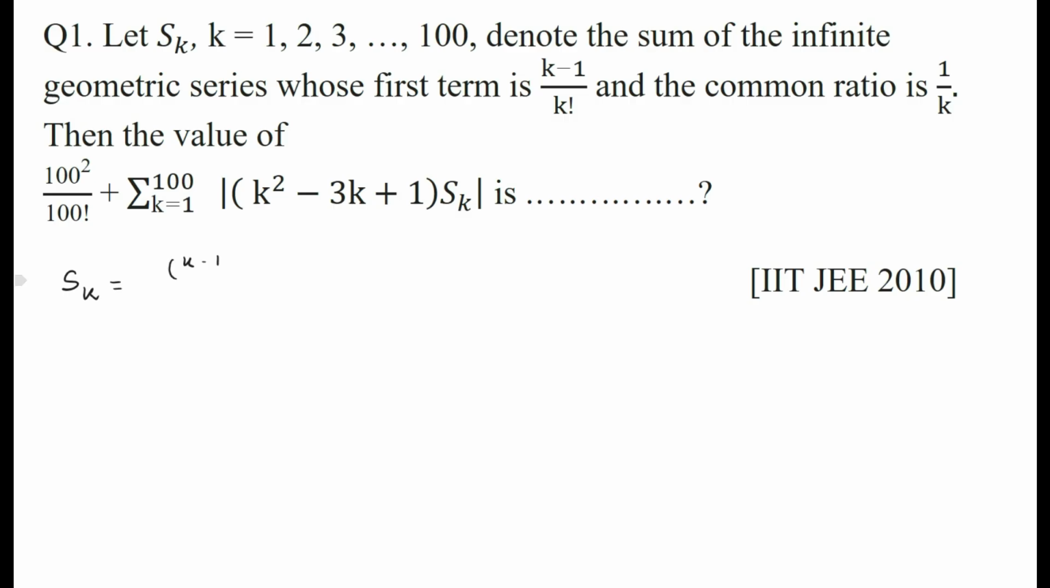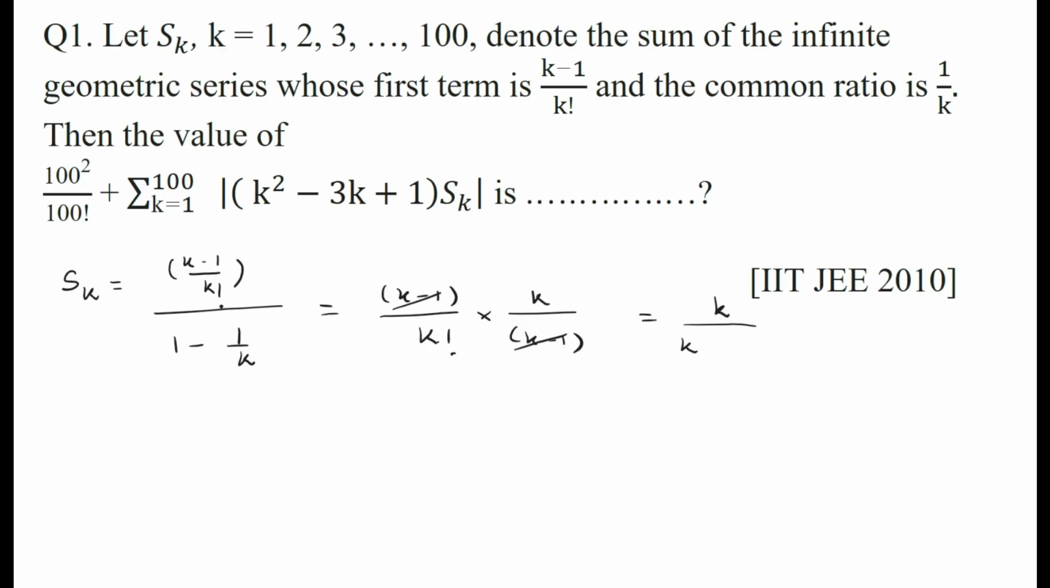So S of k comes out as (k minus 1) by k factorial, whole upon 1 minus 1 by k. First term upon 1 minus common ratio, as we know. So this comes out as (k minus 1) by k factorial into k by (k minus 1). So k minus 1 now gets cancelled out and you are left with k by k factorial, which can further be simplified as k into (k minus 1) factorial, so that k gets cancelled out. You get 1 by (k minus 1) factorial as the sum.